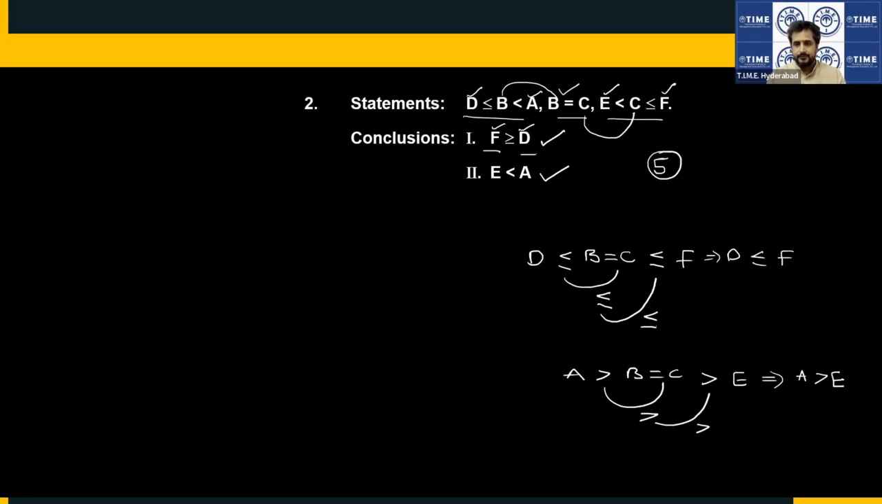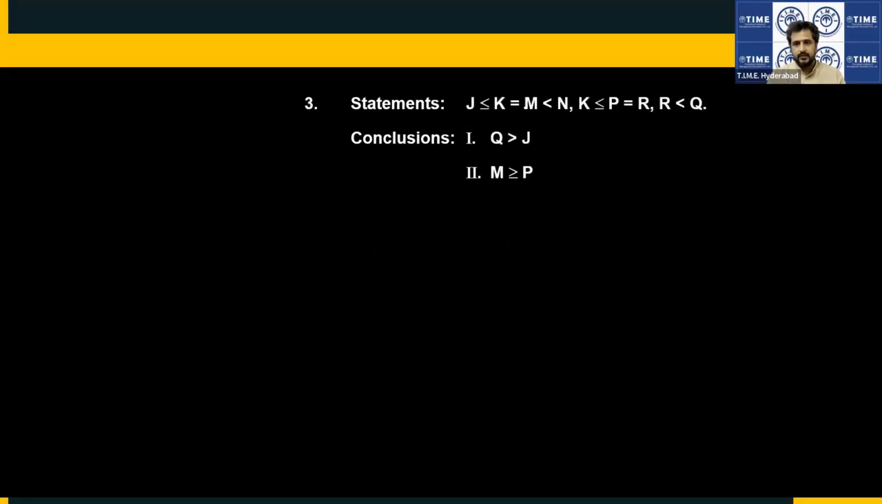Okay. Now move to the next question. Here also we have given 3 statements. Now by this time we know how to solve the questions. Q and J. Q is here, J is here. We don't have a direct common term, but these two statements can be combined directly. Let's combine it. K less than or equal to P equal to R less than Q.